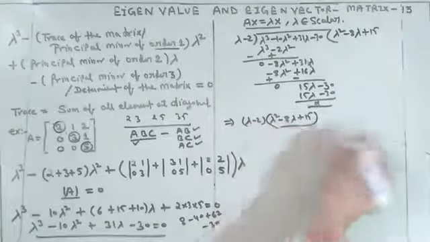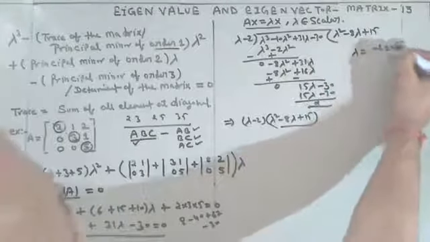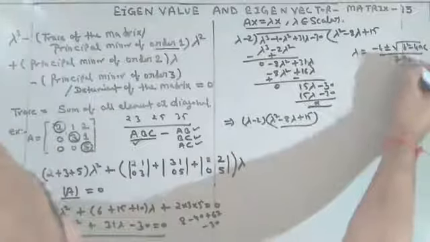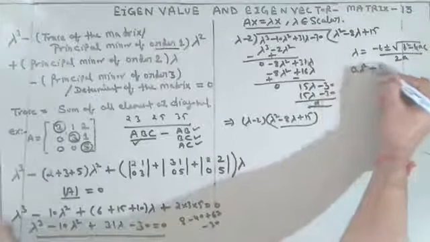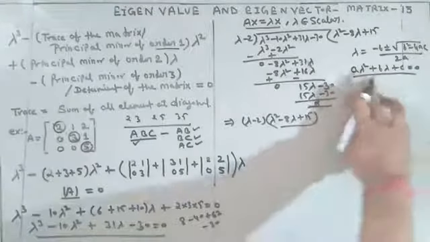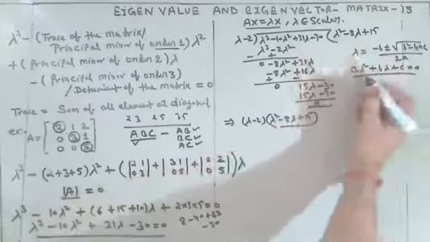Now you can use the basic method. Lambda is equal to minus b plus or minus the square root of b square minus 4ac, upon 2a. If you have such an equation, a lambda square plus b lambda plus c is equal to 0, okay, this is high school. If you have such an equation, then how to find the lambda?